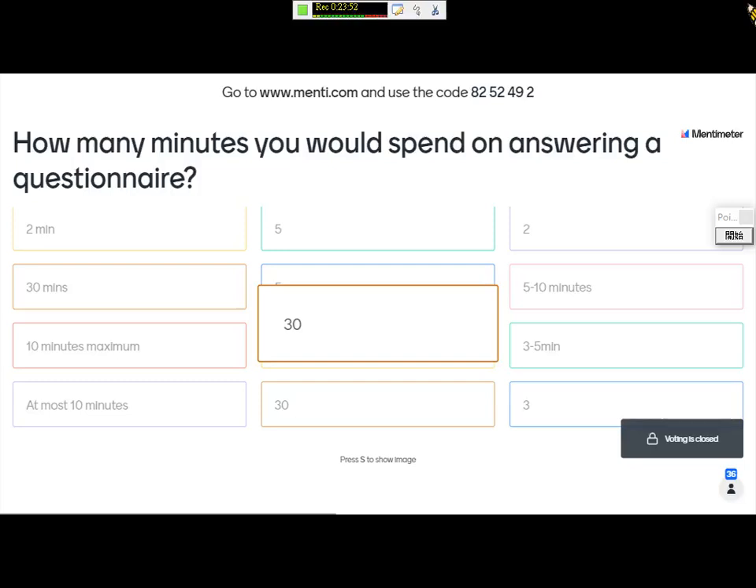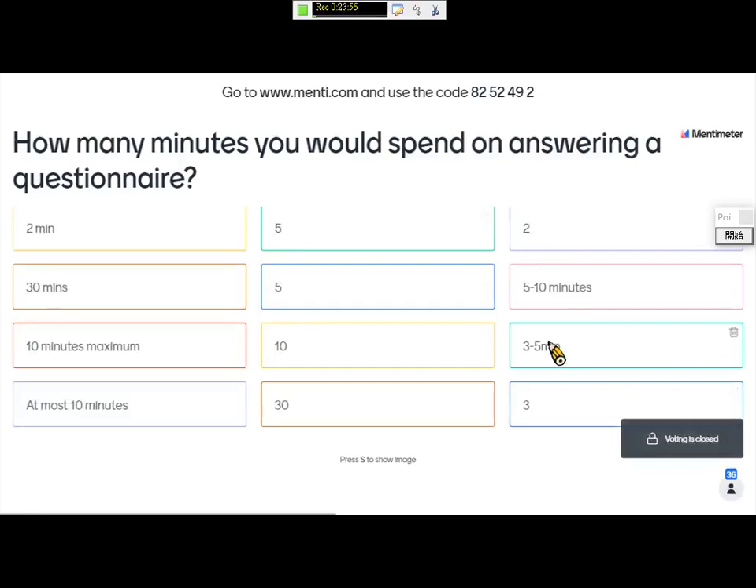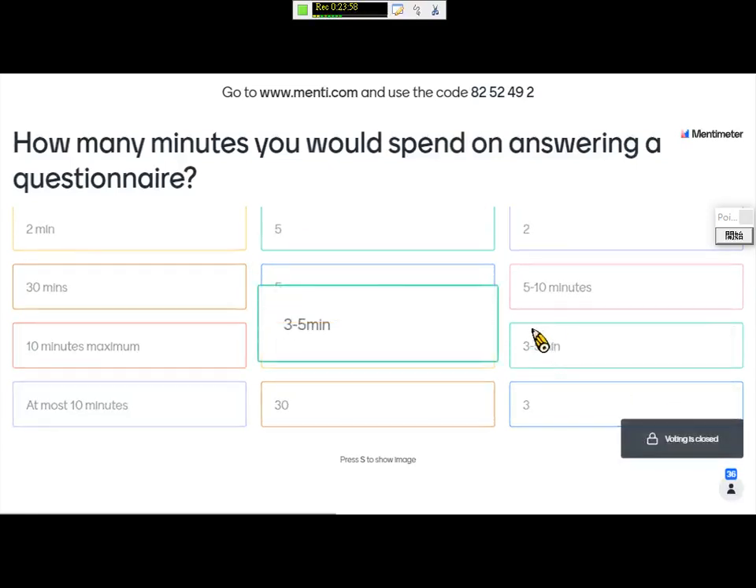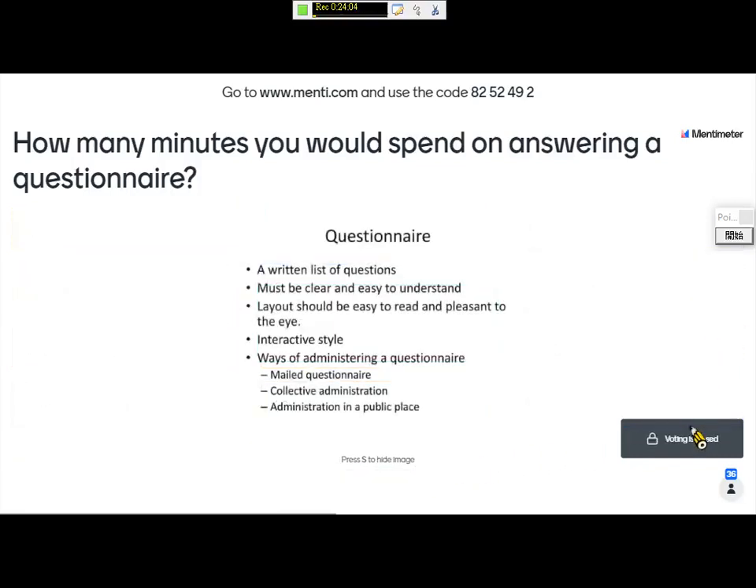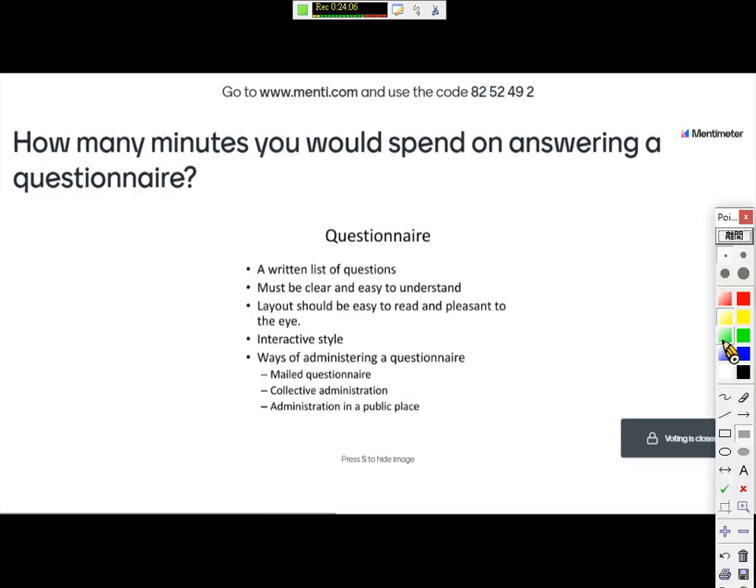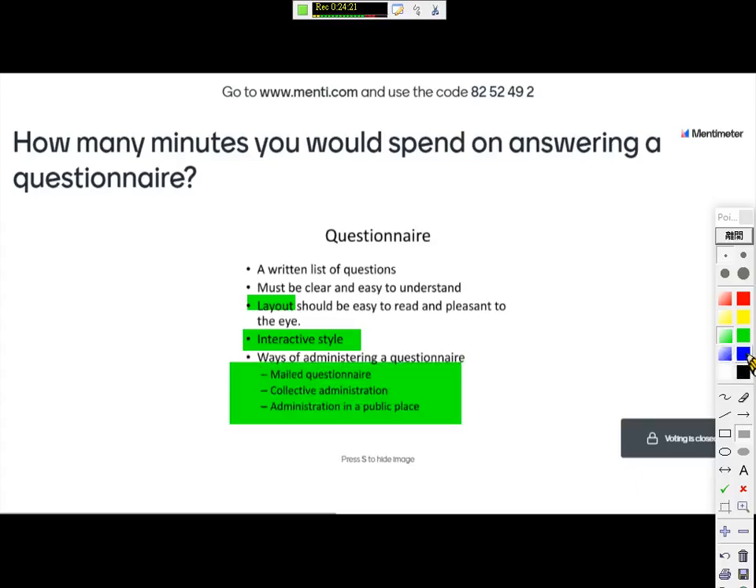Imagine this. No one will do that. Most likely the answer will be only 3 to 5 minutes. This is the correct answer for most people. Really. So it's very important for you to keep in mind that respondents do not have much time to answer. So the layout should be clear, and it should be kept in an interactive style. And of course, you can mail out all the questionnaires. Now, let me ask you.